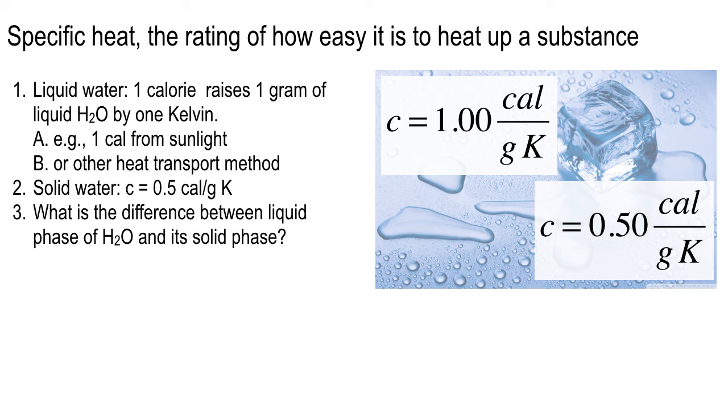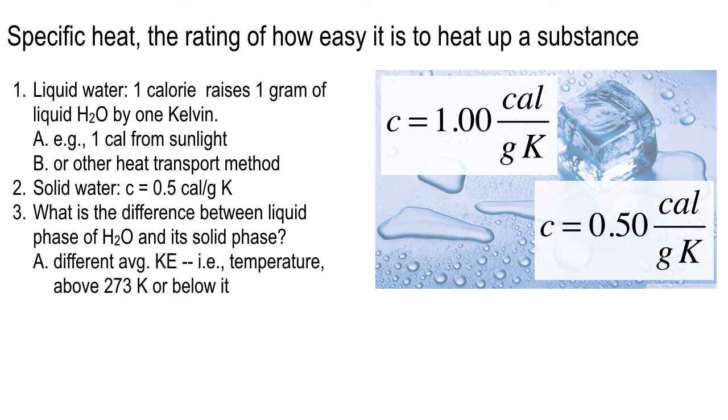So the difference between liquid and solid phase is they have a different kinetic energy. The temperature above 273 Kelvin or below it means, okay, if you're at like 272, you're ice and you have a much lower kinetic energy.